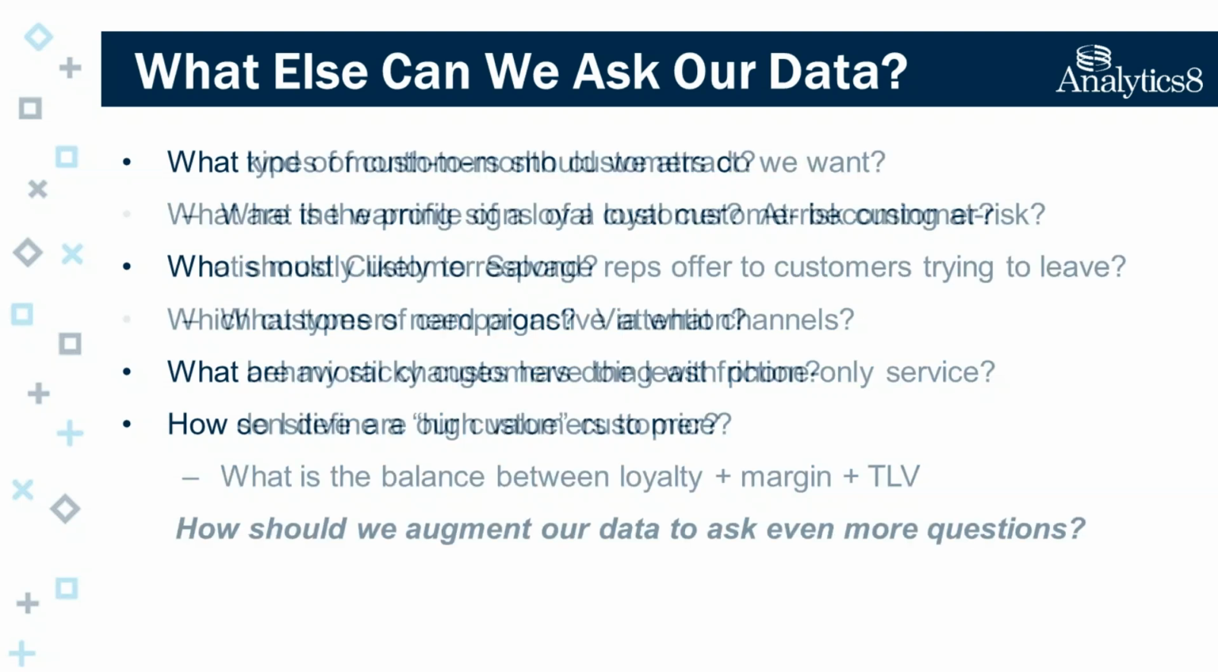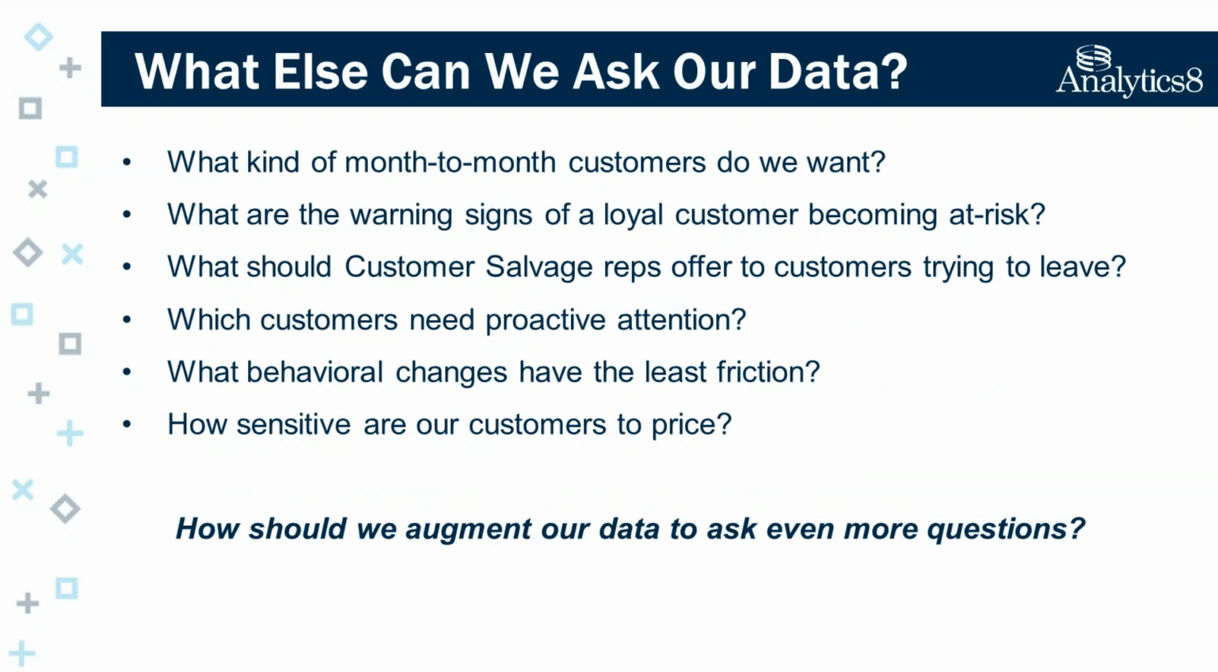So let's continue this. Let's not stop here. What are some other questions that we could have asked? We know month to month is just a part of doing business. What do those people look like? We know that customers probably don't decide to churn overnight. They're probably giving us some warning signs, and we can start looking for those things and get ahead of it. Some customers need some proactive attention. Price sensitivity, that's another really, really common use case of machine learning.